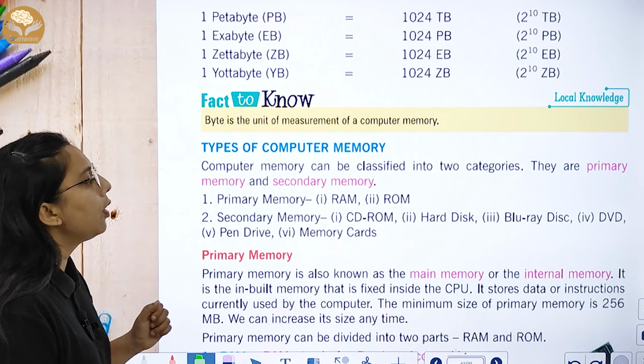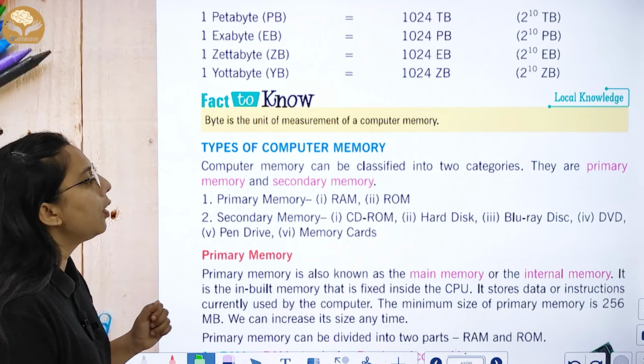Now, computer memory is classified into 2 categories, primary and secondary memory. In primary memory, we have RAM and ROM. And in secondary memory, we have CD-ROM, hard disk, Blu-ray disk, DVD, pen drive, memory card. Now, let's study about all the types of memory one by one.